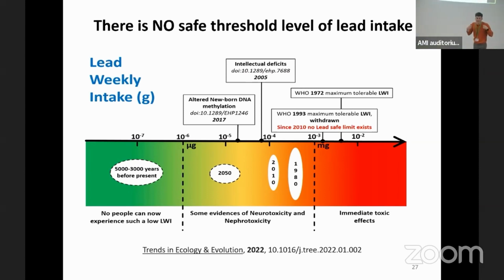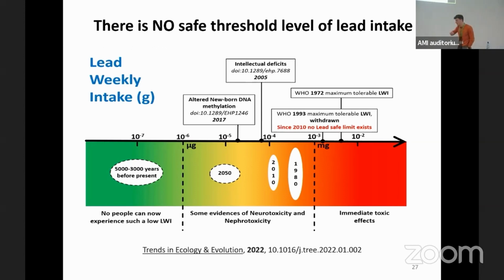We all eat some lead on a daily basis from different sources: water, vegetables, plants, animals, whatever. And this intake at the moment, on average, is around here, in the range of 10 to the minus 4, 10 to the minus 5 gram per week per person. Is it too much, is it too little? People used to say this is a kind of natural level of lead intake. This is not natural. It was natural 3,000, 5,000 years ago, when humans started to exist. That was the level of lead exposure that we had.